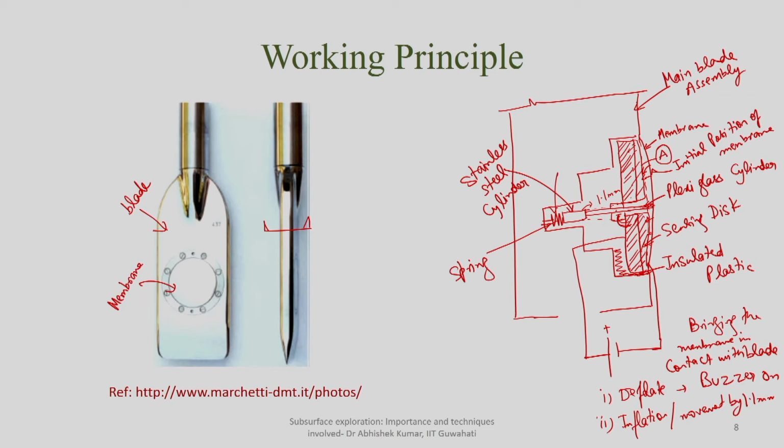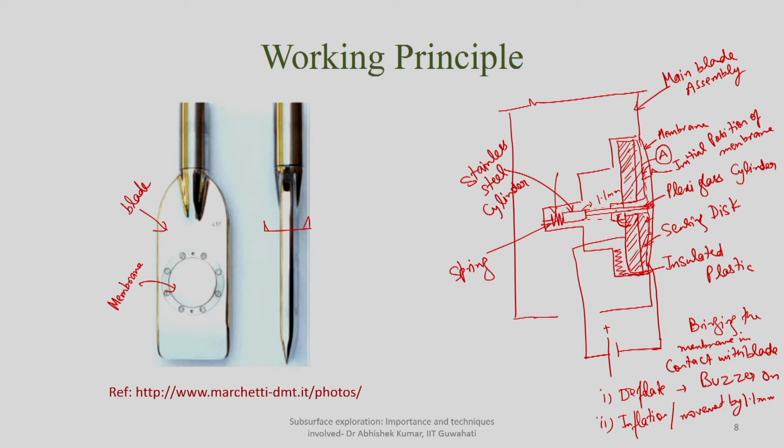The second time when you push it 1.1 mm, because of the release of the spring, the circuit will again get complete. The steel cylinder will connect one side with the sensing disc, and the other side with the membrane. Because of which again the buzzer sound will be on, indicating 1.1 mm deflection has happened to the center part of the membrane. Or indirectly it is telling you that you had pushed the surrounding soil by 1.1 mm.